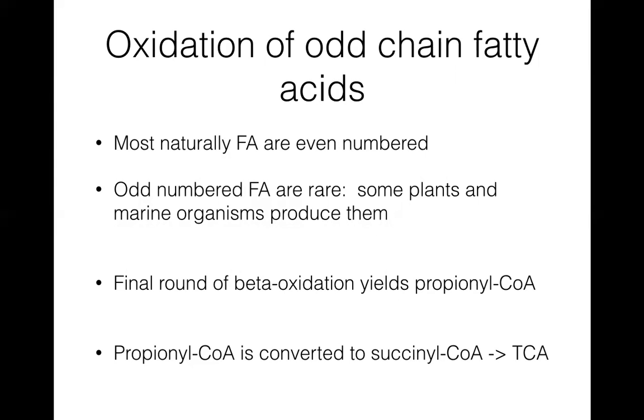They will undergo the same steps in beta oxidation. However, in the final round of beta oxidation, what is yielded is propionyl-CoA. And eventually propionyl-CoA is converted to succinyl-CoA, which again can enter the Krebs cycle, or the tricarboxylic acid cycle.